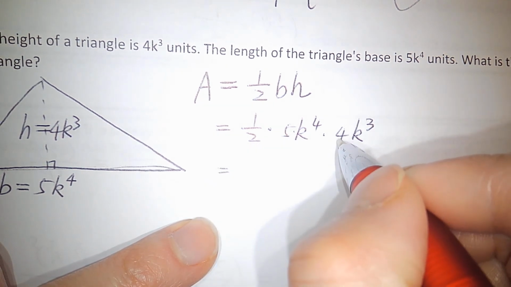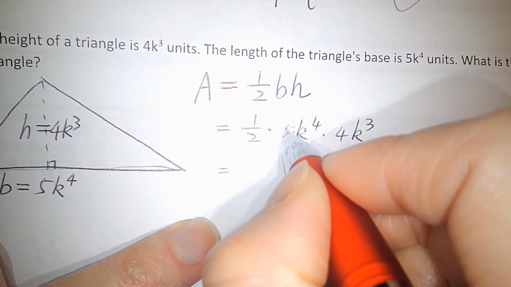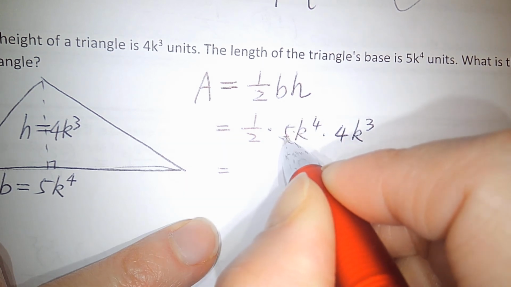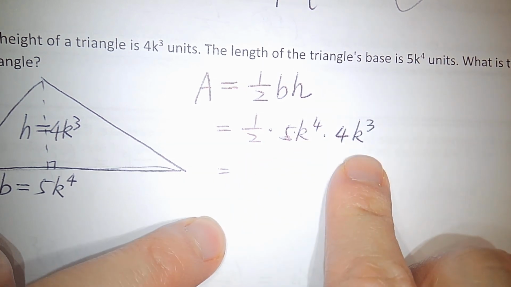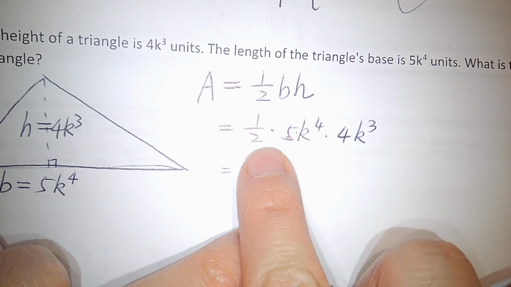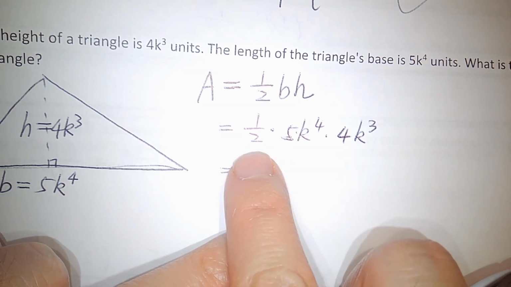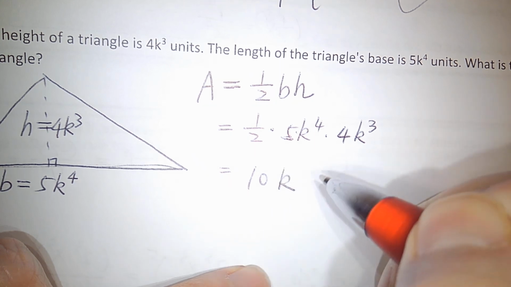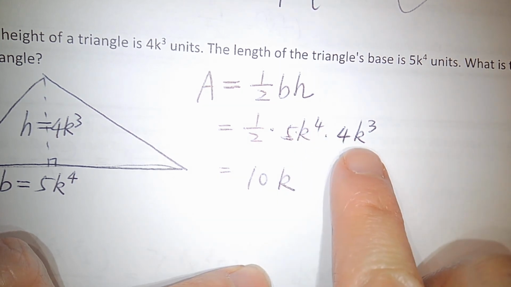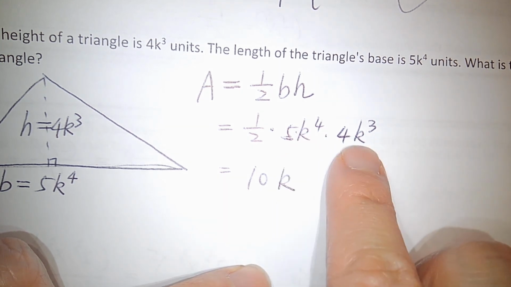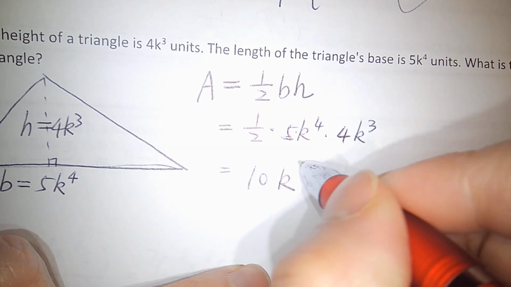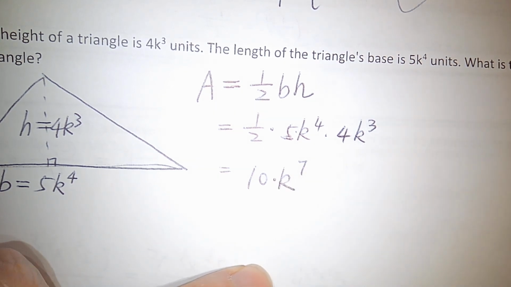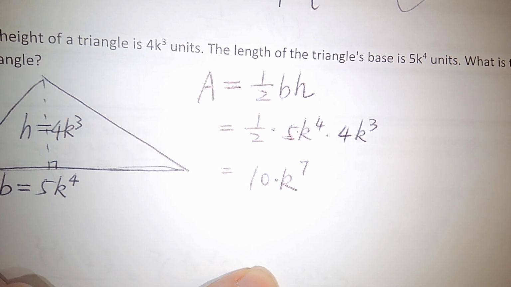1/2 times 5 times 4. What is 1/2 times 5 times 4? 10, right? And then for k to the 4 times k to the cube. 7. You're right. Yes. 10 times k to the 7th power. Very good.